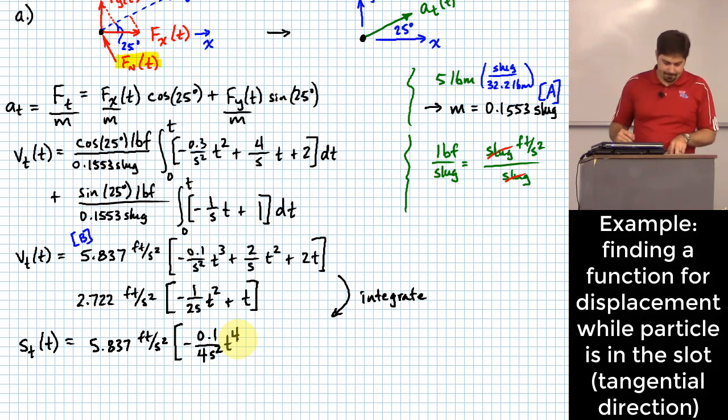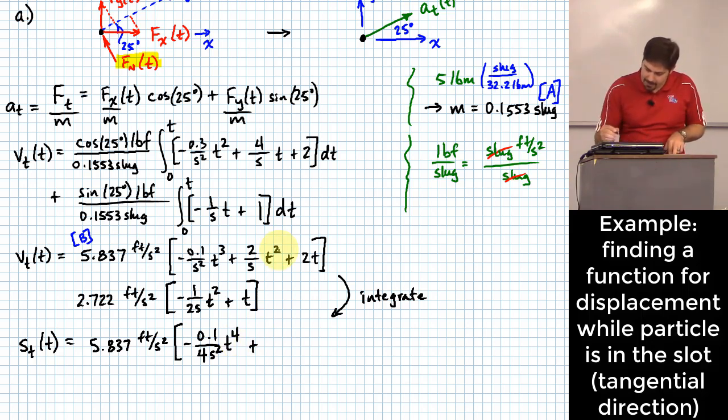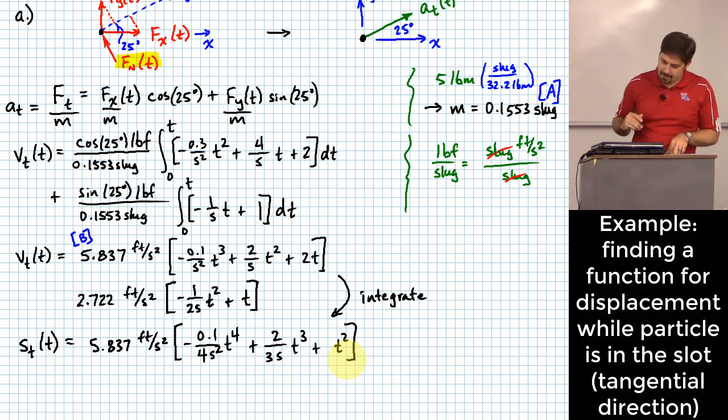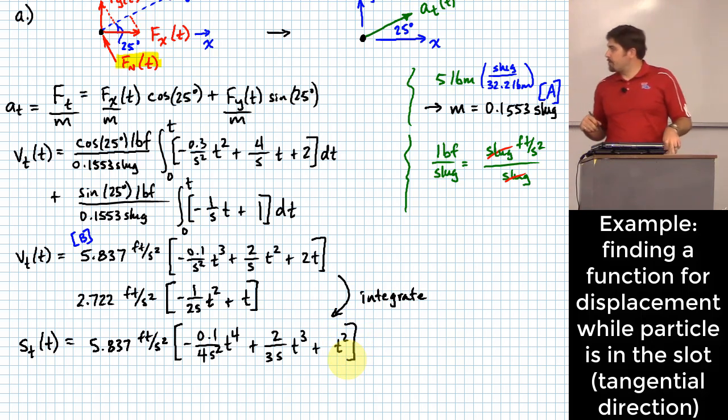Like this. The next term, increase it by 1, divide by the new exponent. That would give me 2 over 3 seconds t cubed. And the next one I would have goes to t squared. And so I end up with 2 over 2, which gives me just t squared without anything else in front of it. That's for one term.